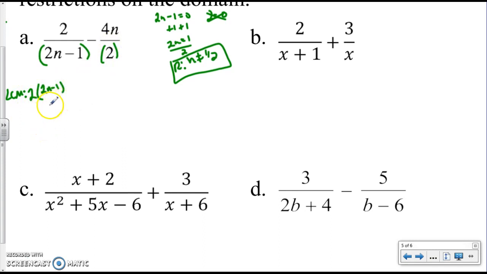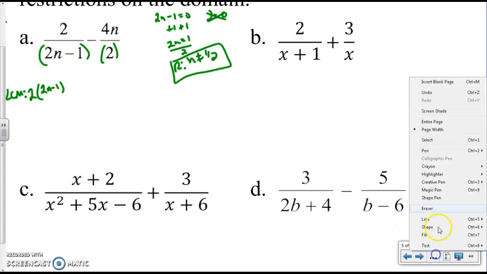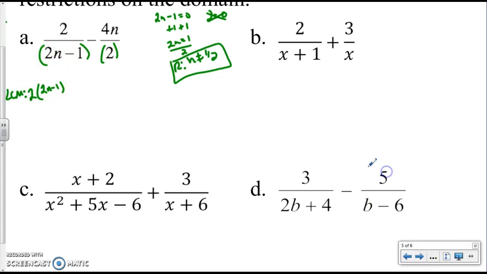Okay, so what I'm going to do to find my common denominator is if I need this in both of those, I'm going to multiply each fraction by the missing part. So the first fraction has the 2n minus 1. So it has this part, but it's missing the 2. So I'm going to multiply by 2 and 2. Okay. The second fraction has the 2, but is missing the 2n minus 1.